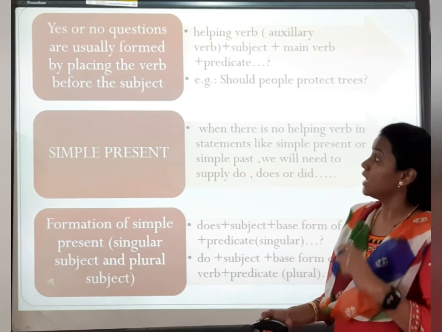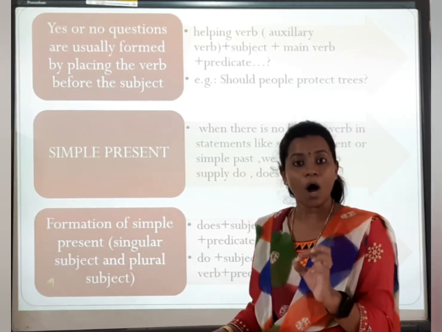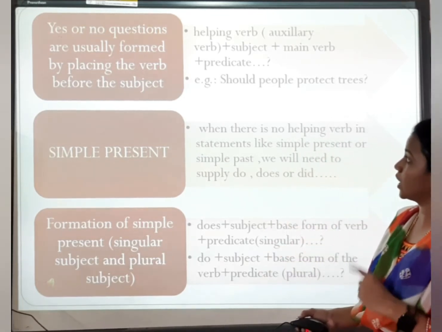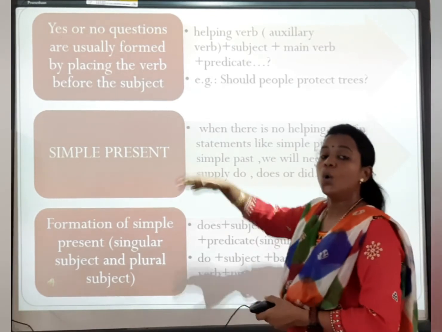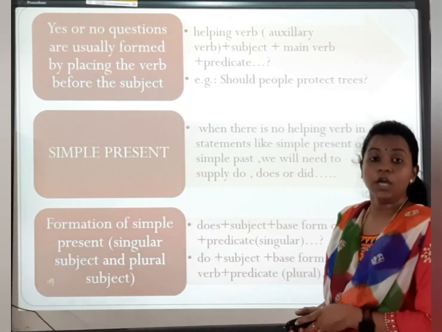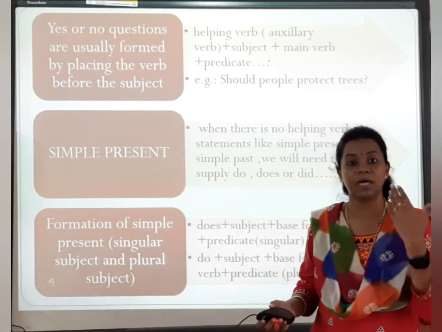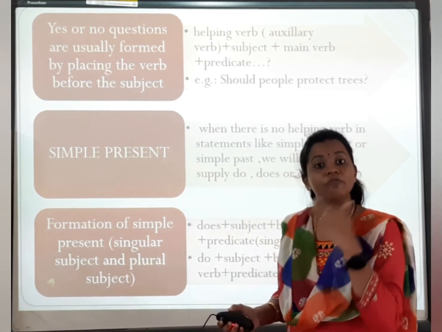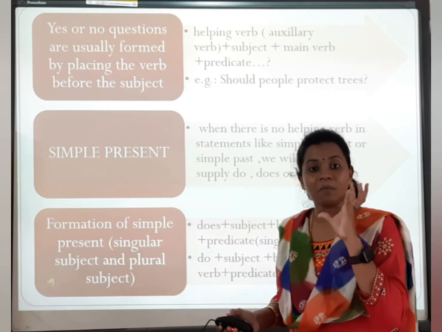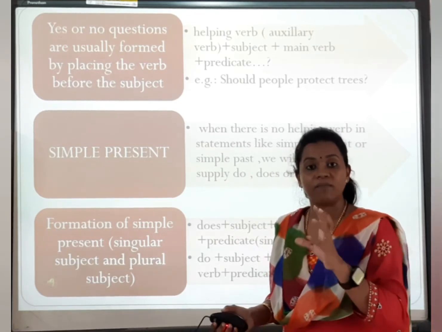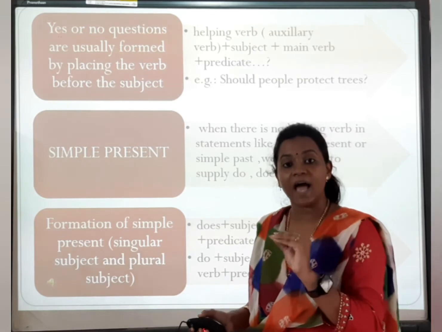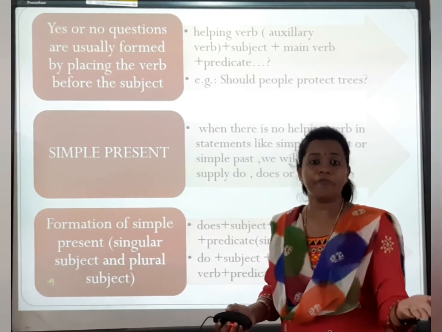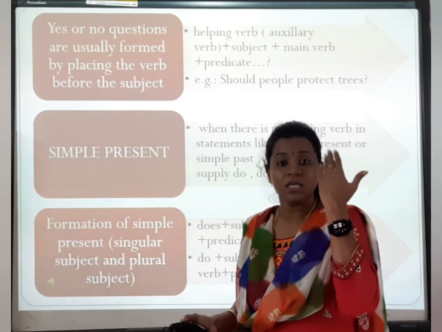Now we are going to study the formation of yes or no questions. How do we form the yes or no question? Now yes or no questions are usually formed by placing the verb before the subject. Now yes or no question जब भी हम क्वेश्चन बनाते हैं तो उसमें पर्टिकुलर वर्ड्स होते हैं. वो वर्ड कहाँ पे आते हैं? वर्ब के पहले. When we are making yes or no questions, we always have a particular word, that is the helping verb, at the beginning of the sentence, that is before the subject.